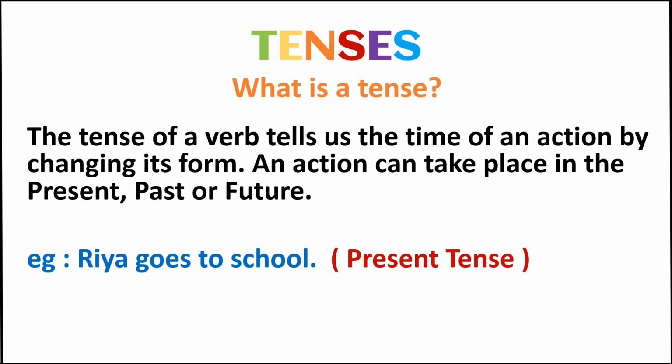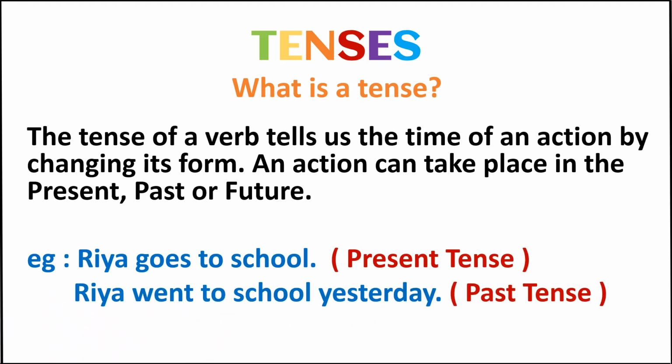Ria goes to school. It is a habit of hers. It is an action which she does regularly. So it is in the present tense. Next one, Ria went to school yesterday. This action has already been done. जो काम वो कर चुकी है. So it is the past tense.